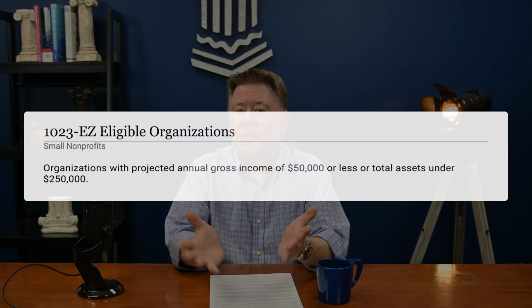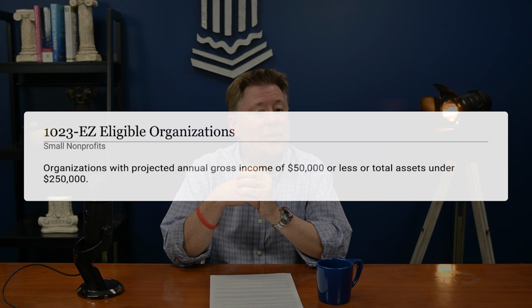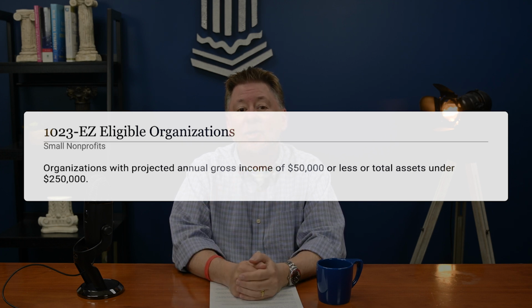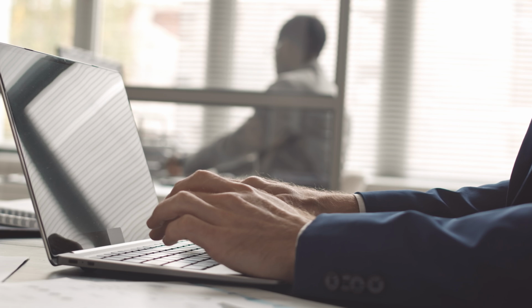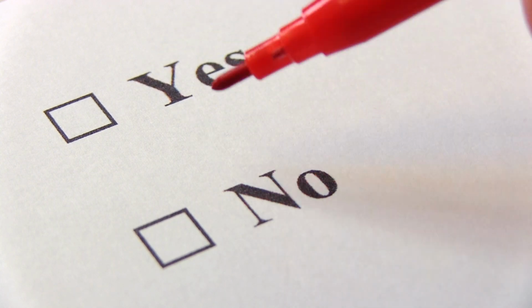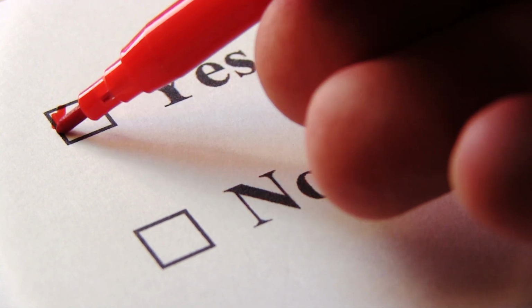Well, it is the streamlined version of the IRS's application for recognition of 501c3 tax-exempt status. Now, it's designed for small nonprofits, those with projected annual gross income of $50,000 or less, or total assets under $250,000. Form 1023-EZ is an online-only application filed through the IRS's Pay.gov portal. And unlike the full IRS Form 1023, which can stretch to more than 20 pages, plus voluminous subschedules and attachments, the Form 1023-EZ is just a few screens long, and you'll answer a series of yes or no questions and certify that you meet certain conditions.